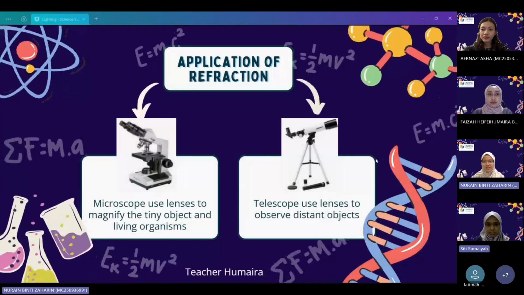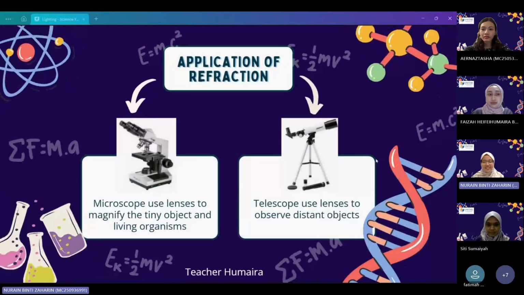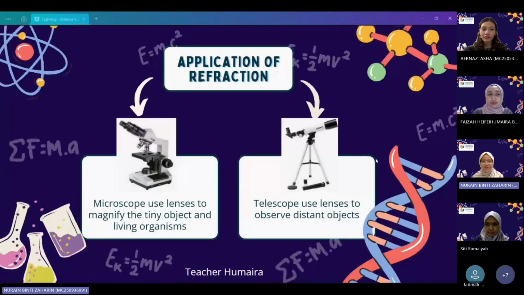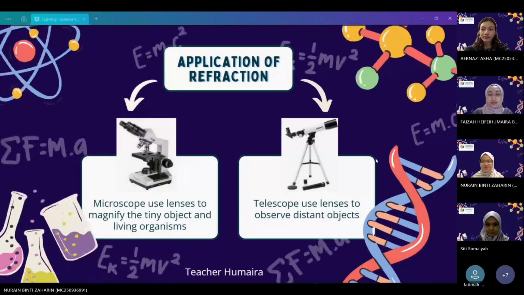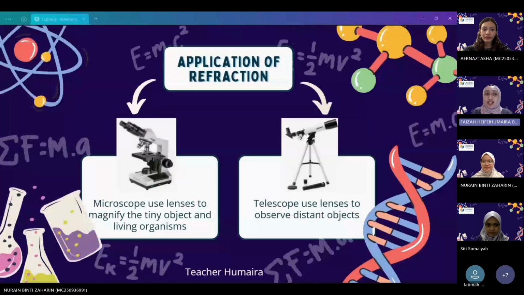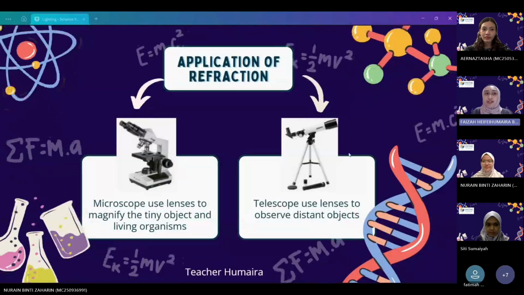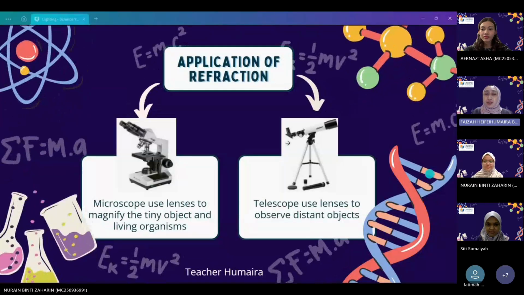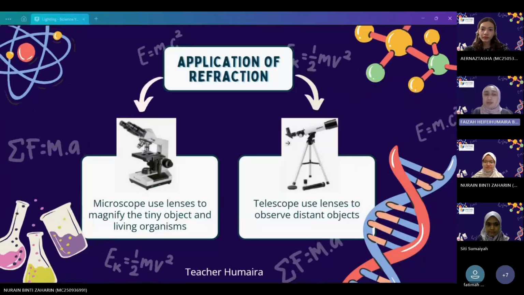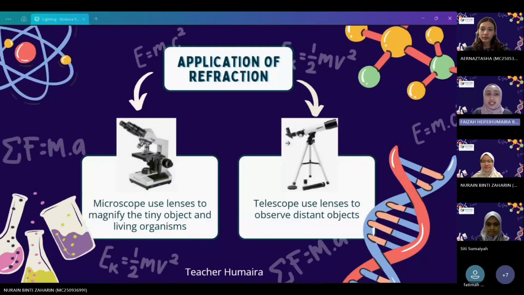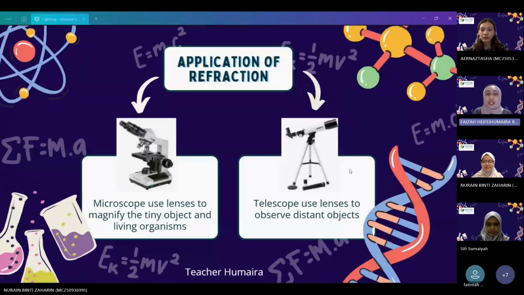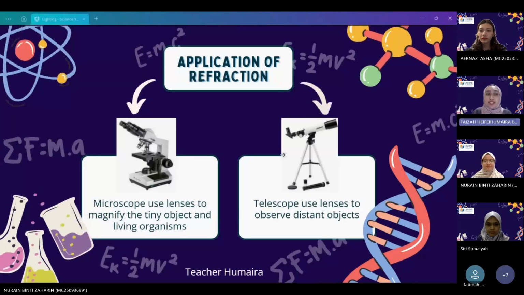Teacher, how about telescope, teacher? Great question. You are so fast. For this, I would like Teacher Humaira to explain that to you. Okay. Thank you, Teacher Ain. So, a telescope also uses refraction. It has 2 main lenses, the objective lens and the eyepiece lens. The objective lens gathers light and the eyepiece magnifies it, allowing us to see distant objects clearly.